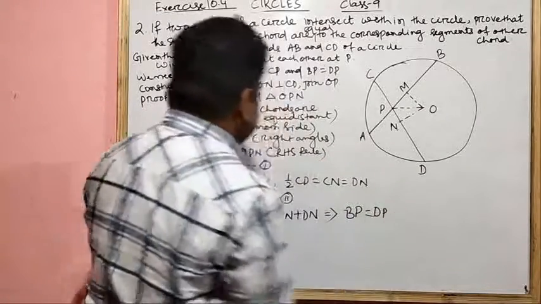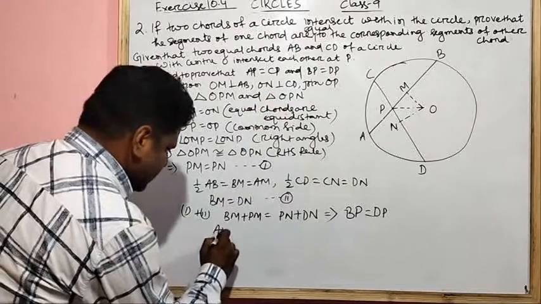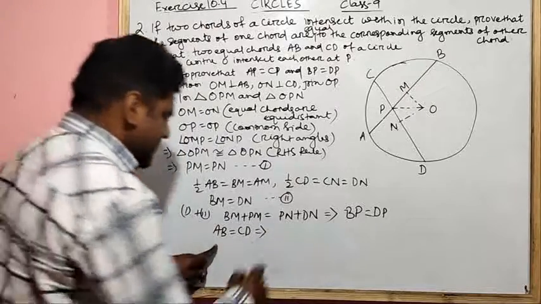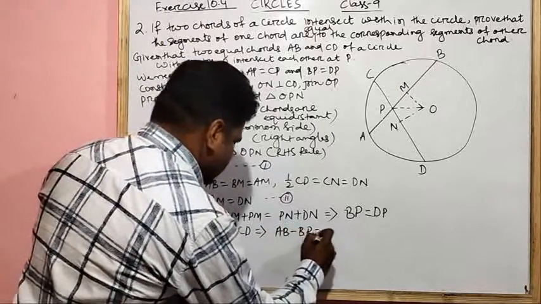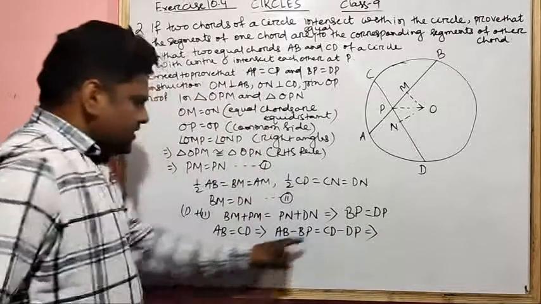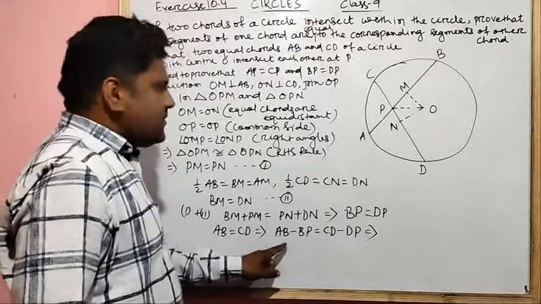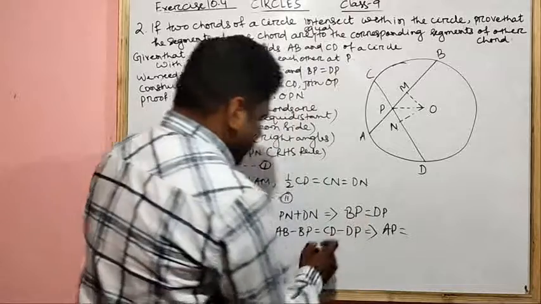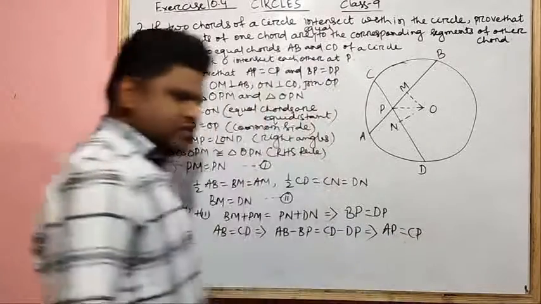So second bit is proved. Now AB equal to CD, it is given. This implies that AB minus BP equal to CD minus DP. We can subtract same thing from LHS and RHS of an equation. AB minus BP is AP and CD minus DP is CP. So first one is also proved.